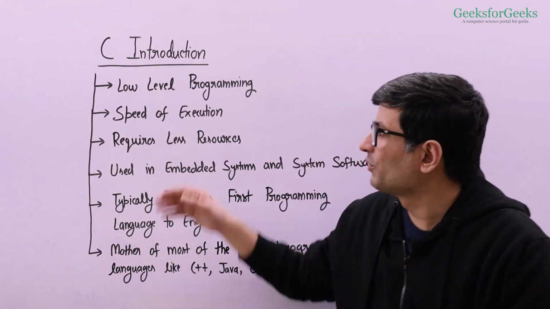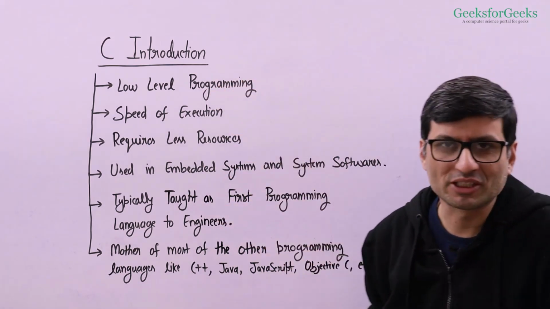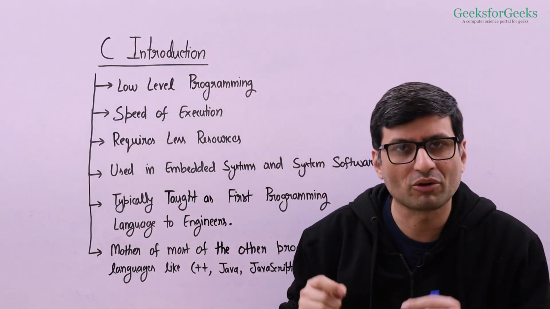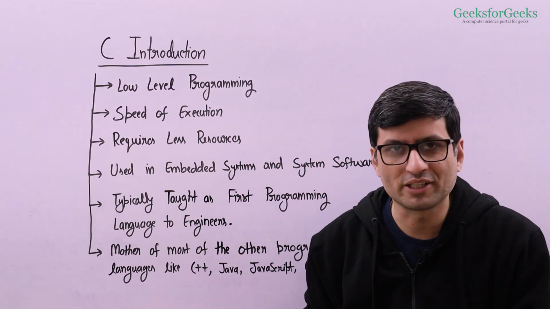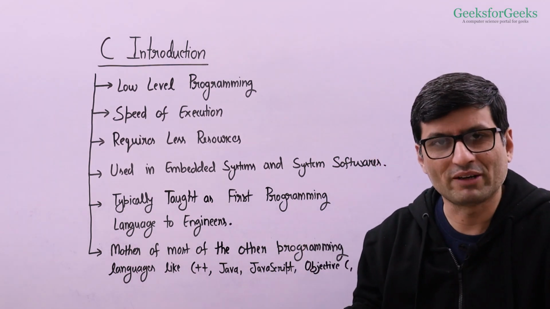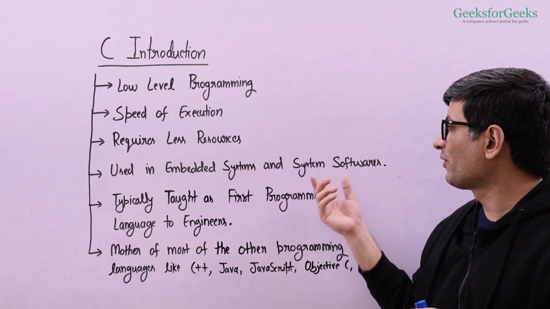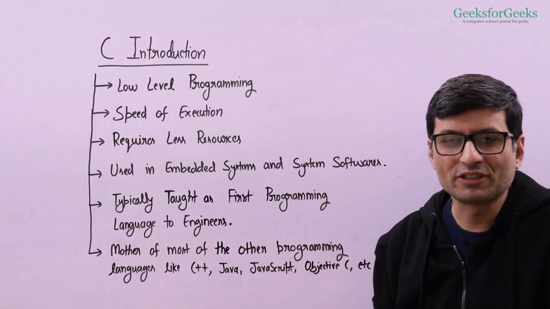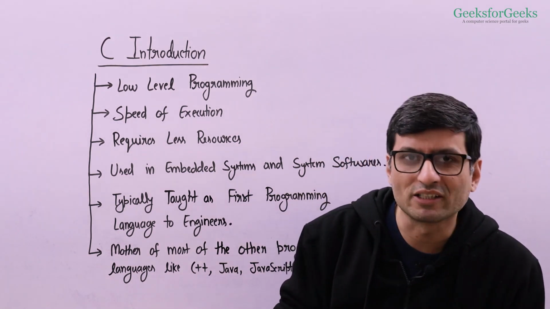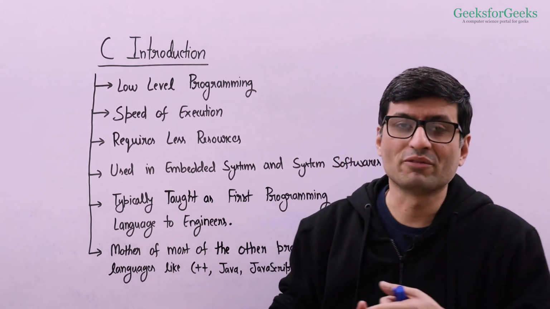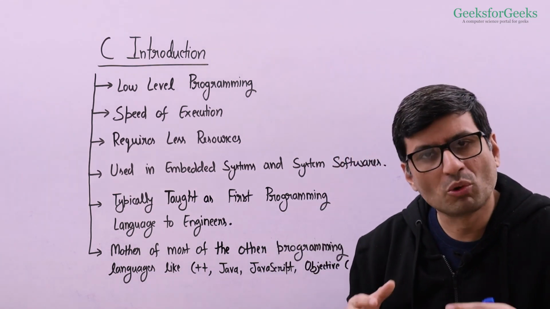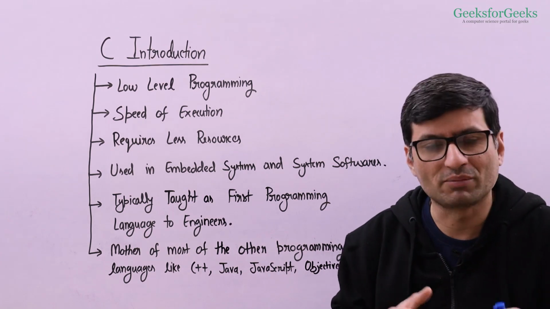Because of all these four things, C and C++ are the most suitable programming languages for embedded systems, places where you have fewer resources, and for system software like operating systems, compilers, database drivers, and device drivers. These are mostly written in C or C++.